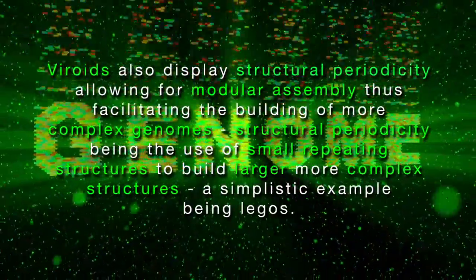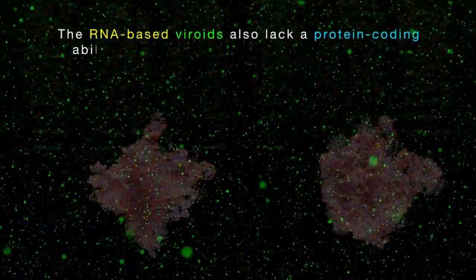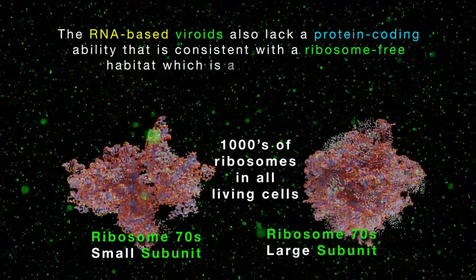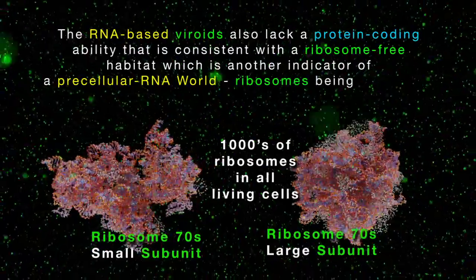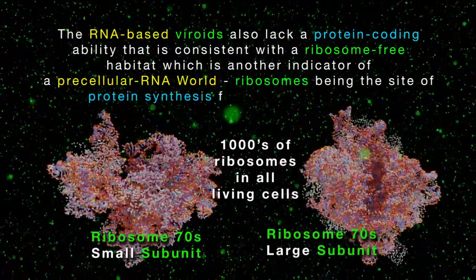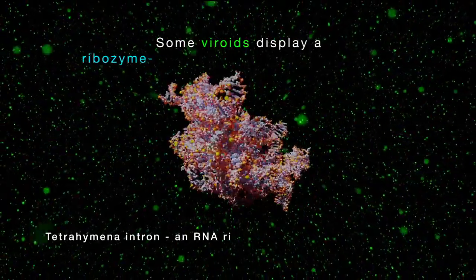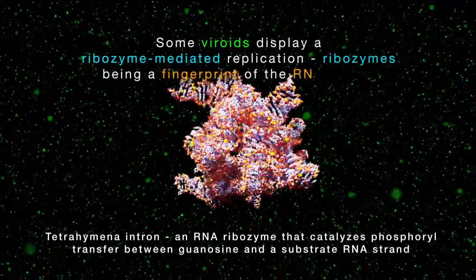The RNA-based viroids also lack a protein coding ability that is consistent with a ribosome-free habitat, which is another indicator of a precellular RNA world. Ribosomes being the site of protein synthesis found in all living cells. Some viroids display a ribozyme-mediated replication, ribozymes being a fingerprint of the RNA world.